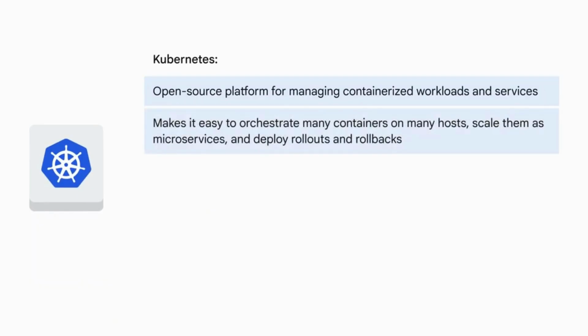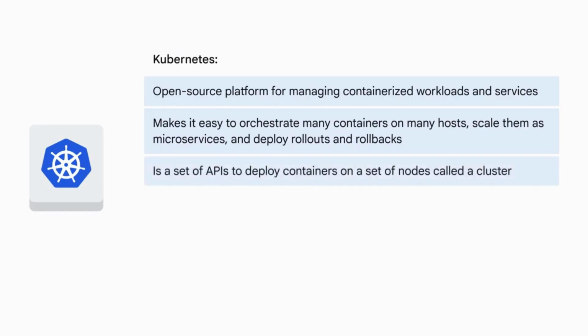It makes it easy to orchestrate many containers on many hosts, scale them as microservices, and easily deploy rollouts and rollbacks. At the highest level, Kubernetes is a set of APIs that you can use to deploy containers on a set of nodes called a cluster.